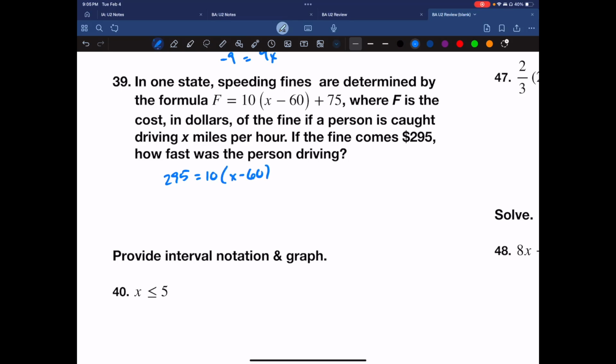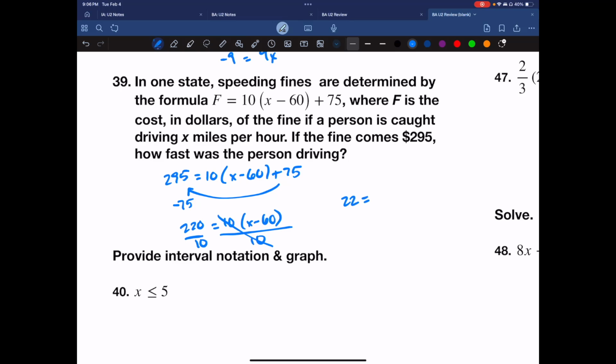Now, I'm going to work this one in what you might consider a little unorthodox. First of all, I'm not going to distribute. I'm going to go straight for the 75. I'm going to move it to the other side. Minus 75. That's going to result in 220 equals 10. Again, I'm not distributing because 10 does go into 220. So I'm just going to divide. Get rid of that. Get rid of that. And so that's going to be 22 equals x minus 60. And I'm going to add that to both sides. So that means x equals 82, which means it's going 82 miles per hour.